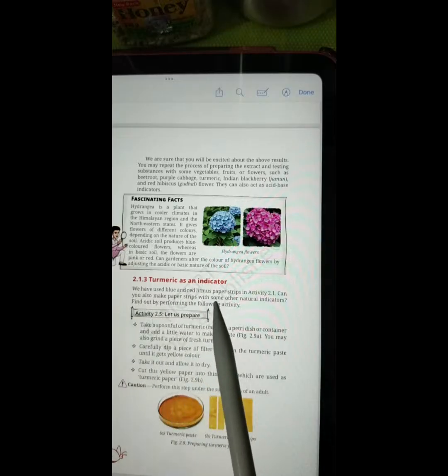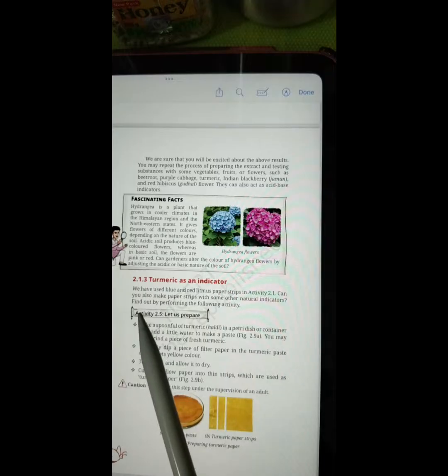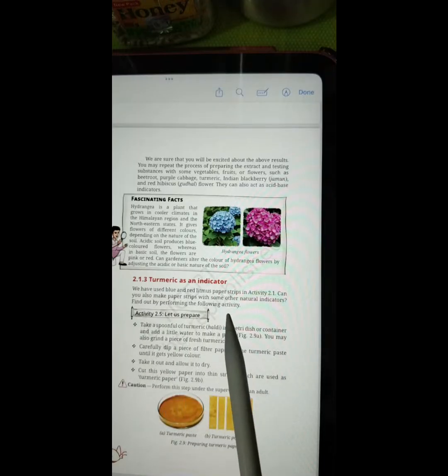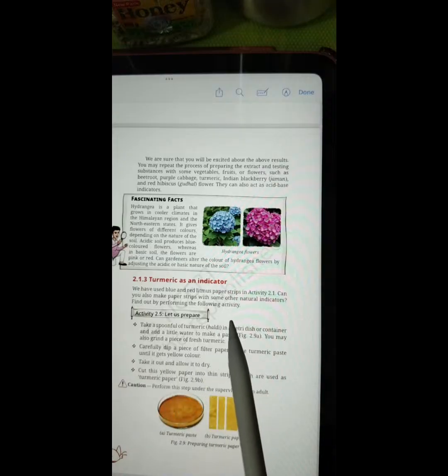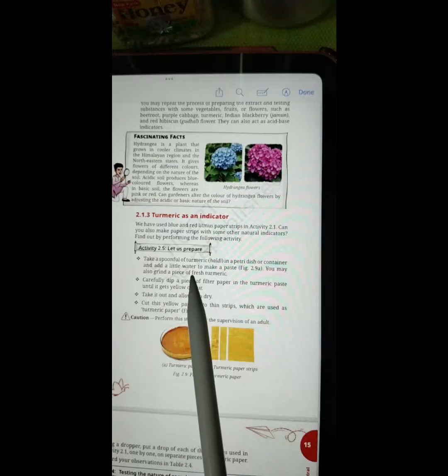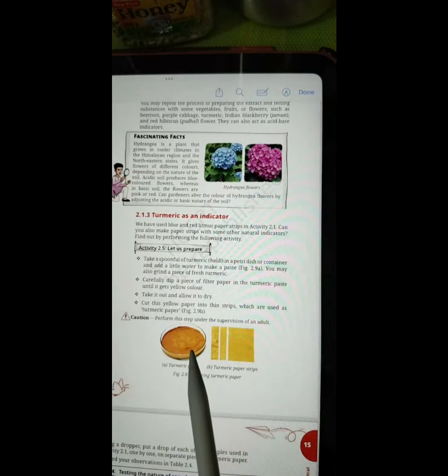2.1.3 Turmeric as an indicator. We have used blue and red litmus paper strips in activity 2.1. Can you also make paper strips with some other natural indicators? Find out by performing the following activity. Activity 2.5, let us prepare. Take a spoonful of turmeric or haldi in a petri dish or container and add a little water to make a paste, as shown to you in figure 2.9a.